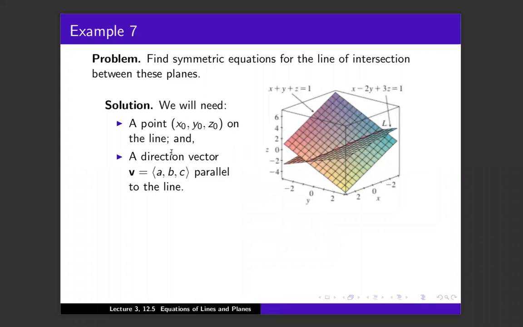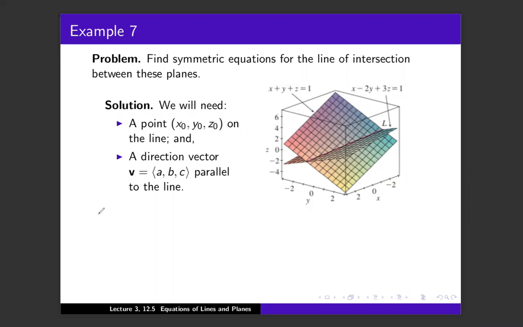So what if you want to find the symmetric equations for the line of intersection between these planes? Because if you've got 2 planes and they intersect, they're going to form some line between them. And what do you need? Well, you need a point on the line, and you need a direction vector that's going to be parallel to that line. And in that case, what's that going to look like? Direction vector parallel to that line.